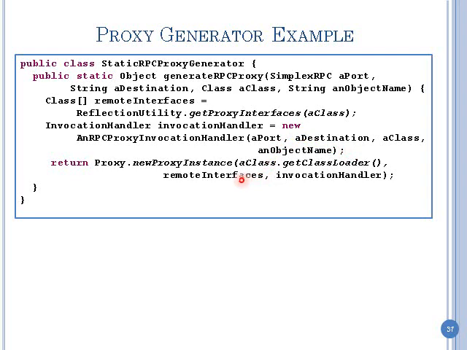to this thing, and I get this invocation handler. From that, I get the port, destination, class, object name. So my generate RPC proxy must give me all this data, and I go and generate the proxy instance. So this is how it's done.